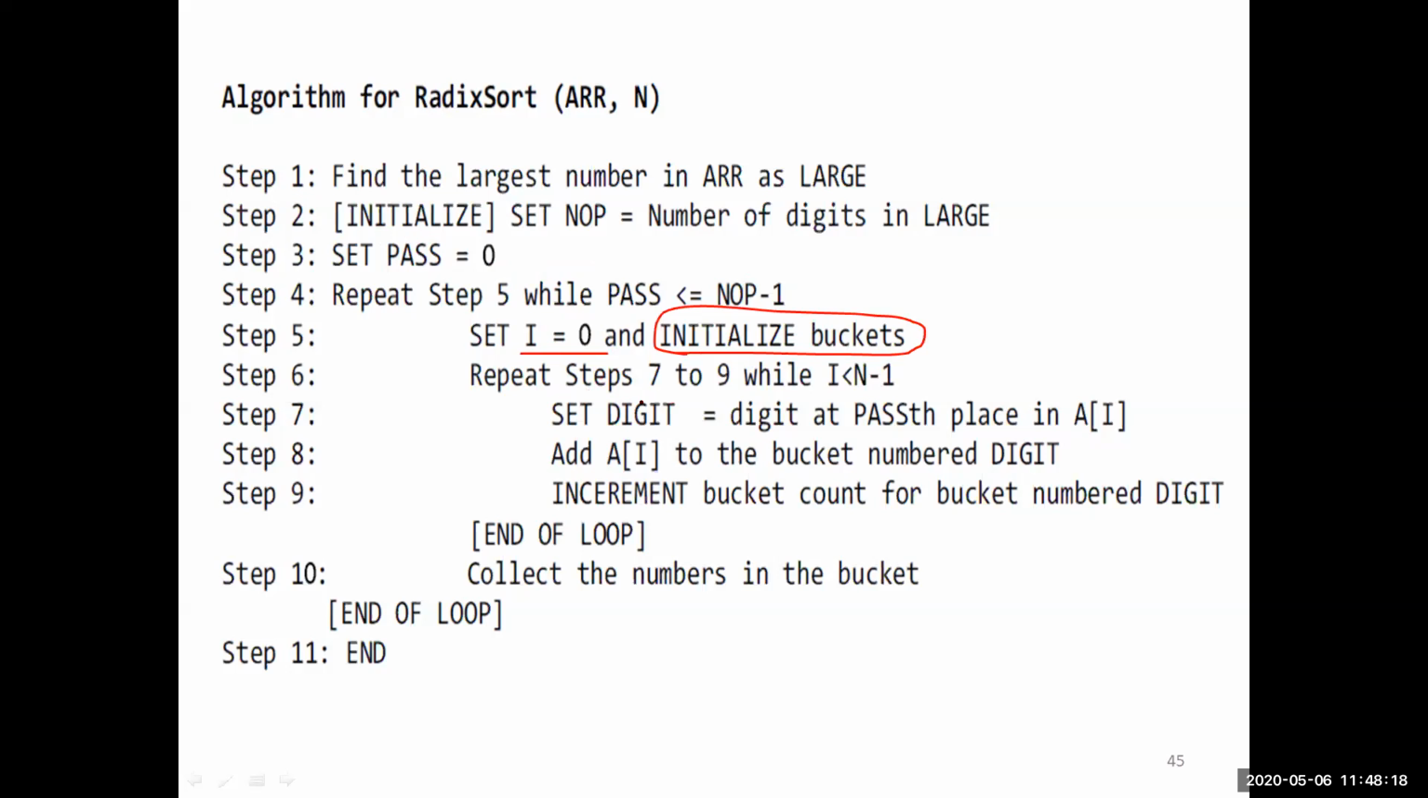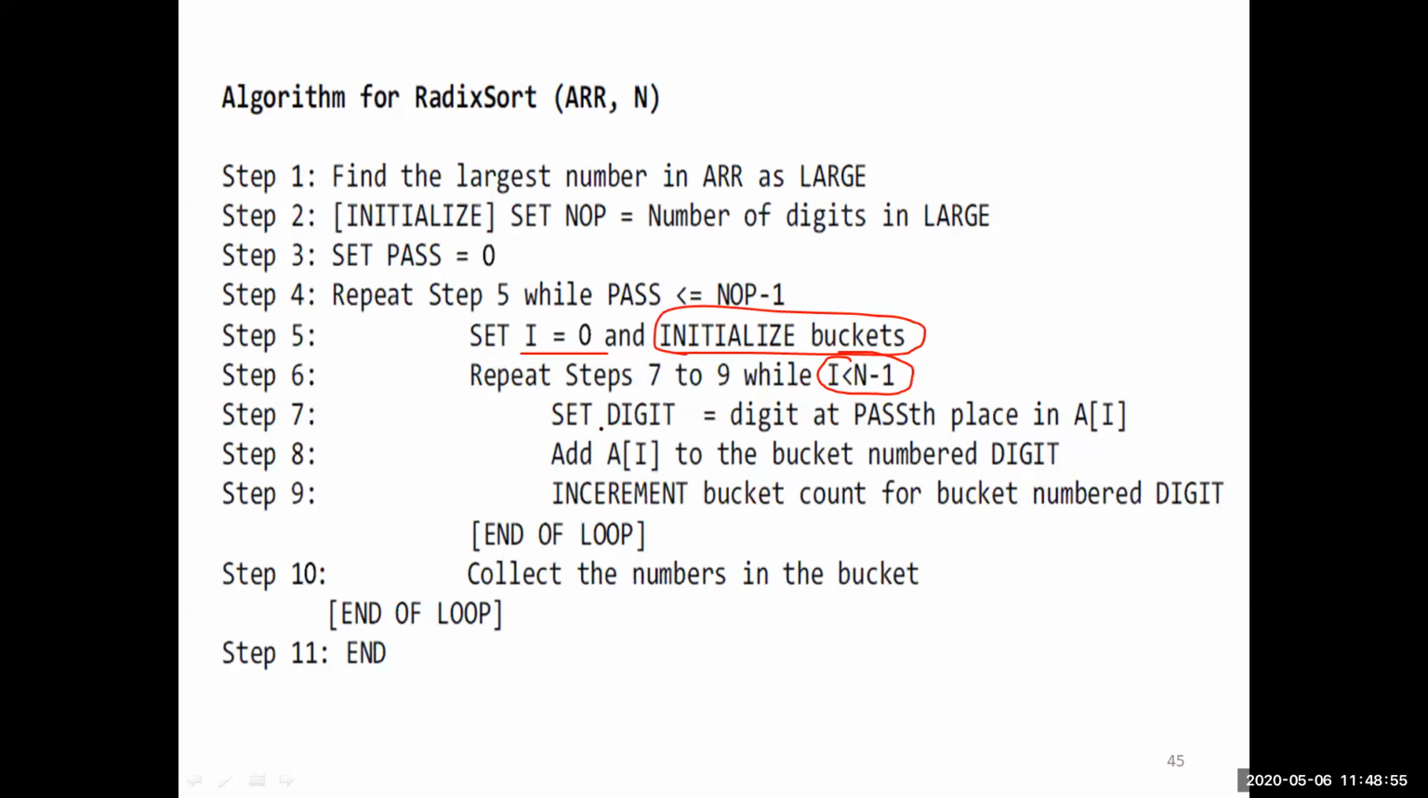Then in this one, we repeat steps 7 to 9 while I is less than n minus 1, where n is the number of elements in the array. Keep in mind, for every pass this while loop will run for the number of elements in the given array. For the first pass it will run for all the elements. For example, with 15 elements, this while loop will run 15 times, 15 iterations.